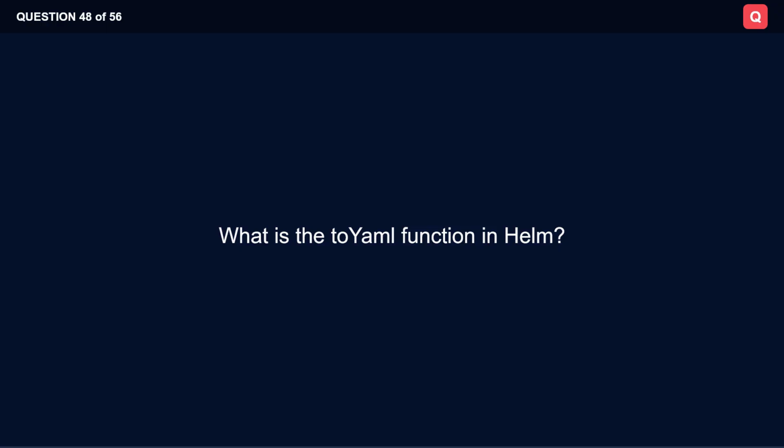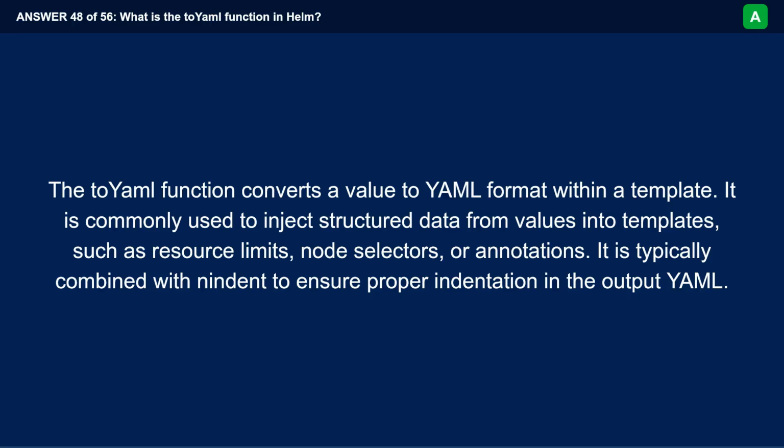What is the toYaml function in Helm? The toYaml function converts a value to YAML format within a template. It is commonly used to inject structured data from values into templates, such as resource limits, node selectors, or annotations. It is typically combined with indent to ensure proper indentation in the output YAML.